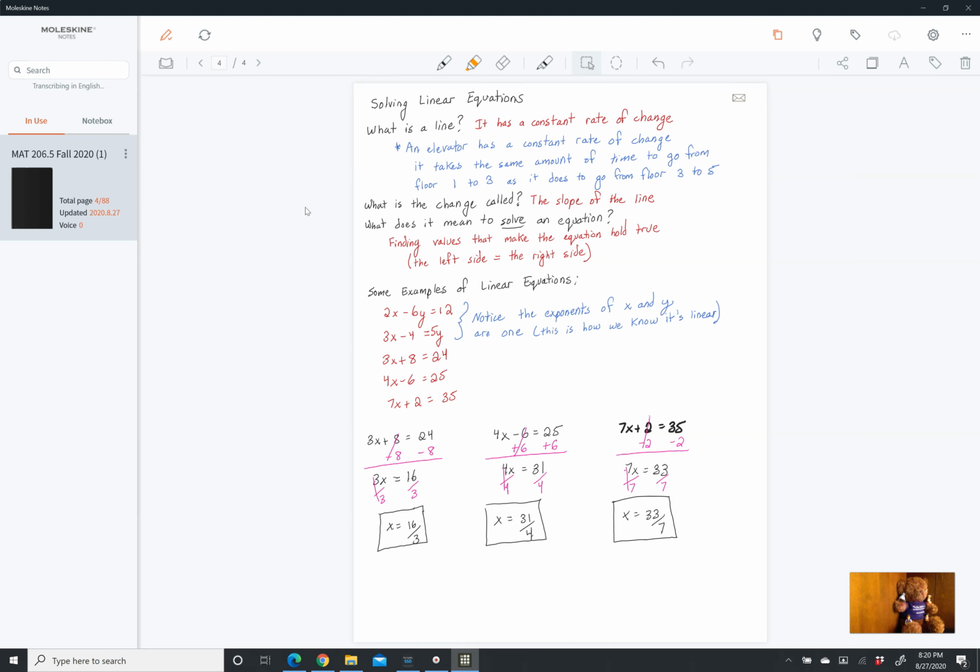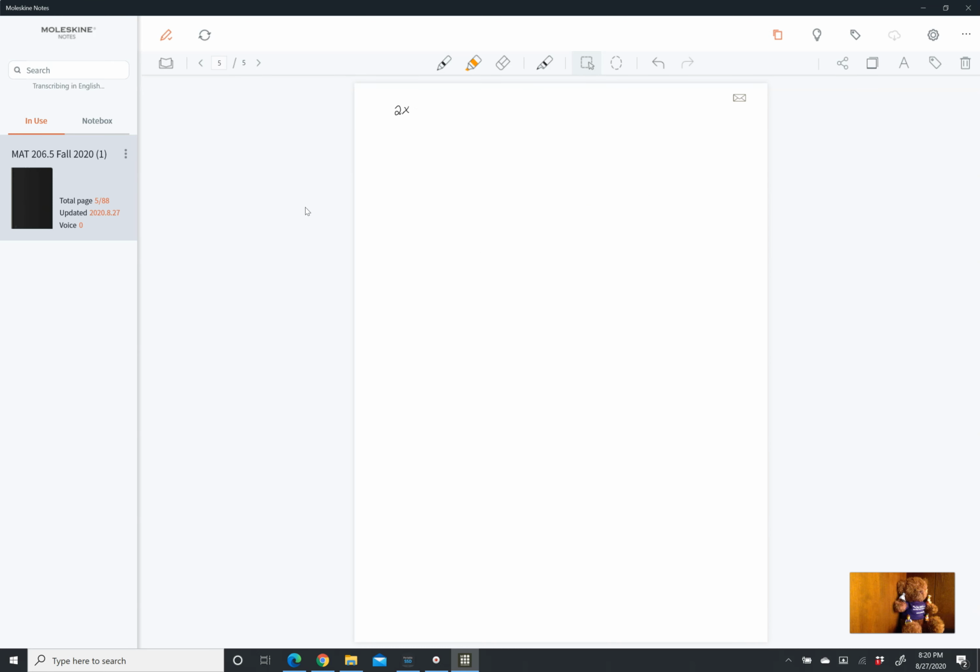So let's say that we have 2x minus 5 is equal to 3x plus 8. Okay, and we want to solve this for x. So here the idea is that we get the x's on one side and the numbers on the other. And it doesn't matter which side each thing goes on.